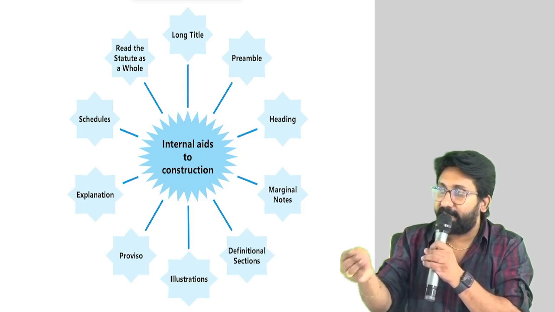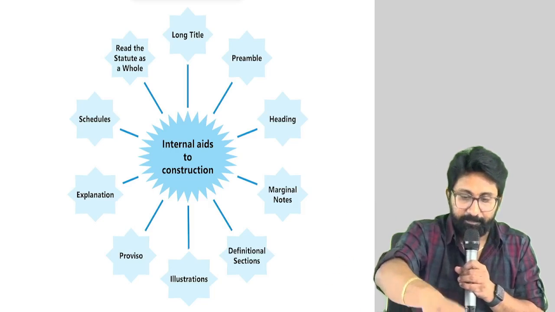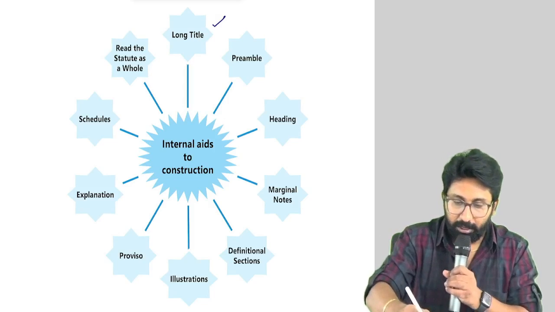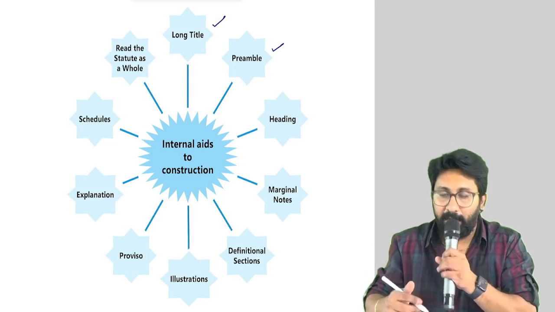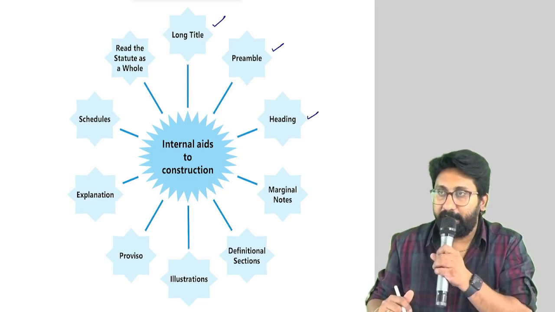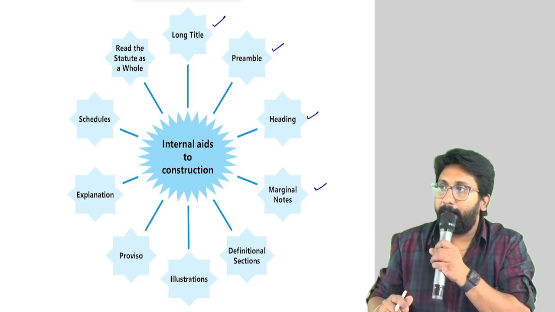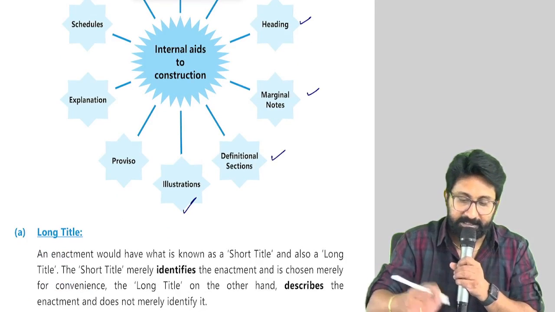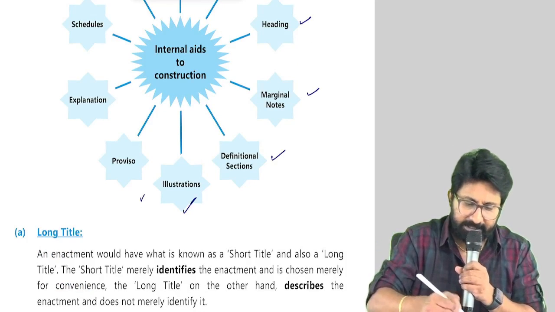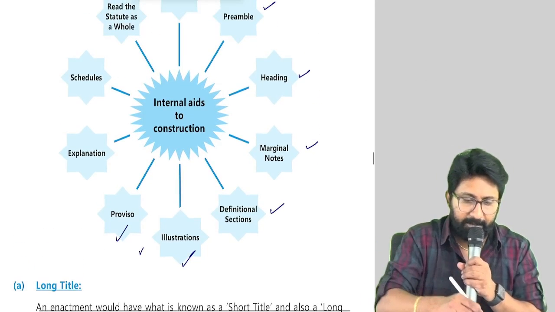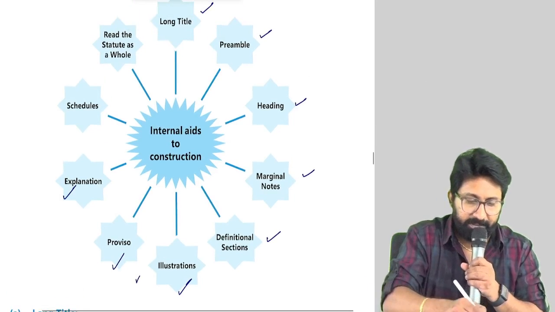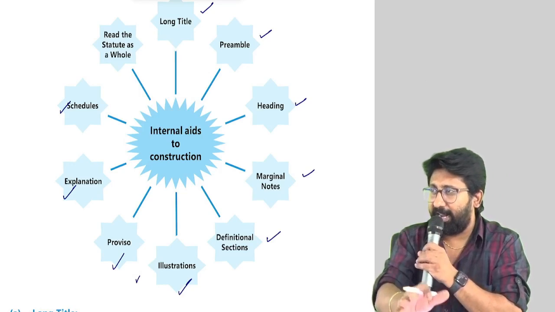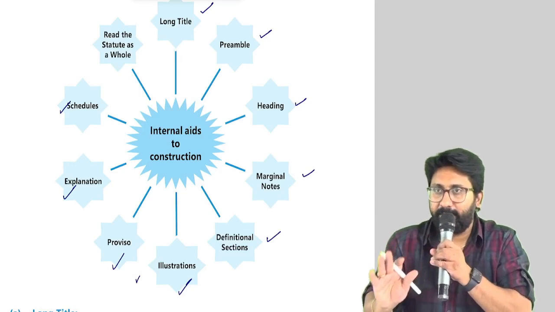What are those internal helps? Listen. Number one, long title. Number two, preamble. Number three, heading. Number four, marginal notes. Number five, definitions. Number six, number seven, proviso. Number eight, explanation. Number nine, schedule. The last one is not an internal aid. All of this put together.